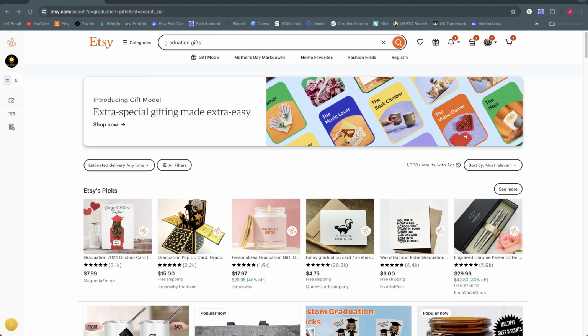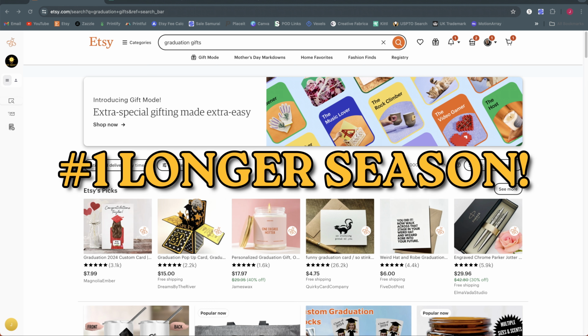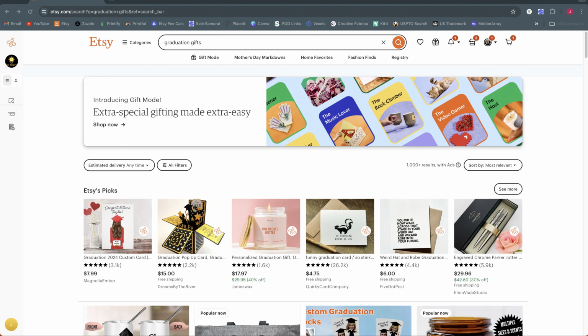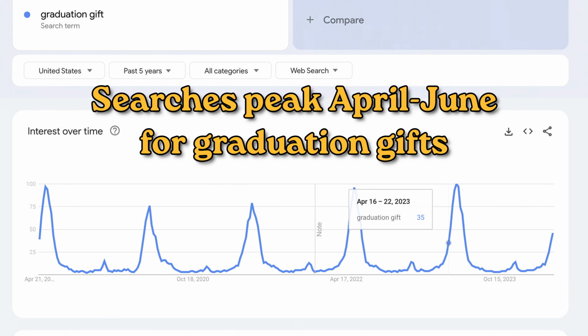So the first specific reason why I like creating graduation theme designs is because the selling season for graduations is longer than some other holidays that come at the same time of year. So think Mother's Day and Father's Day. They occur in the same time frame that graduation occurs. However, the shopping season for those two holidays is relatively short, whereas graduation events are staggered throughout the second quarter, because you have graduations occurring in May for some schools and institutions, and graduations occurring in June for other schools. And so the shopping season for graduation gifts is quite long.